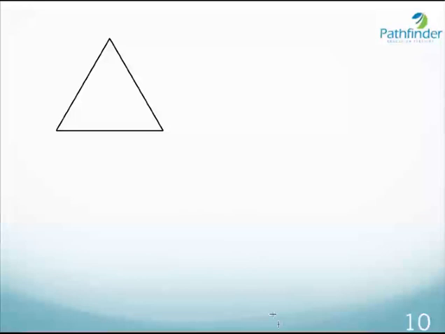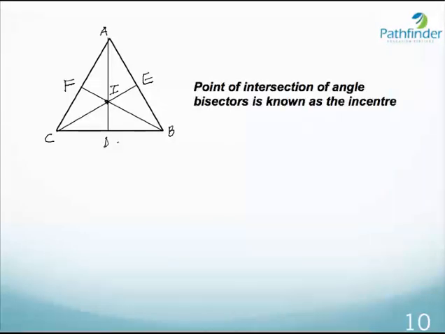First and foremost, if you draw the three angle bisectors of a triangle, so we have the triangle ABC and angle bisector AD, angle bisector CE and angle bisector BF. These three angle bisectors meet at a point and I designate this point by I. I is known as the incenter of the triangle. So what is the incenter? Incenter is the point of intersection of the three angle bisectors of a triangle.